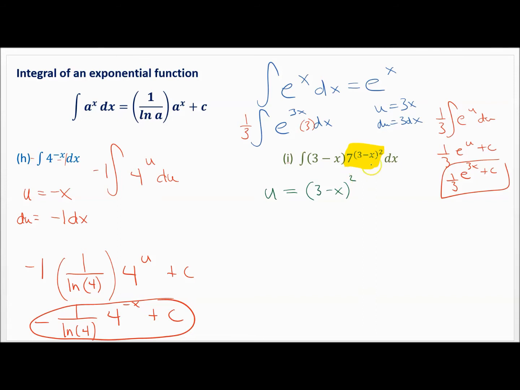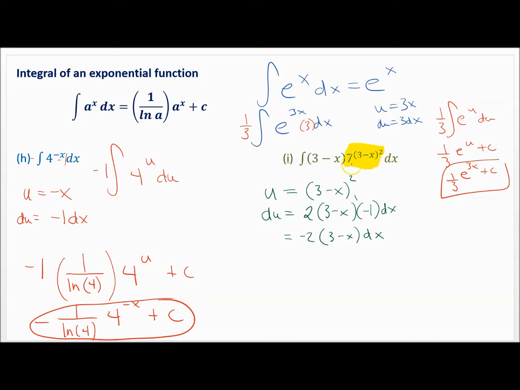So right now I'm letting u be my exponent, 3 minus x squared. I need to take the derivative of that. So du is 2 times 3 minus x times negative 1 dx. I use the chain rule, which is equal to negative 2, 3 minus x. I forgot to reduce that by 1. That's to the first, right? Dx. Now when I look back at my problem, okay, the highlighted part, that's 7 to the u.